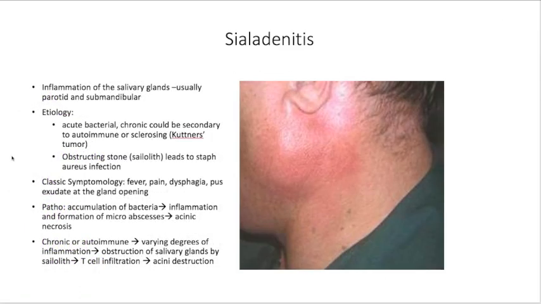So sialadenitis is an inflammation of the salivary glands, usually the parotid or submandibular, so you're going to see it classically present in these areas. And etiology could be bacterial, or it could be related to an obstructing stone, which we call a sialolith. There's also an autoimmune presentation or a sclerosing presentation.